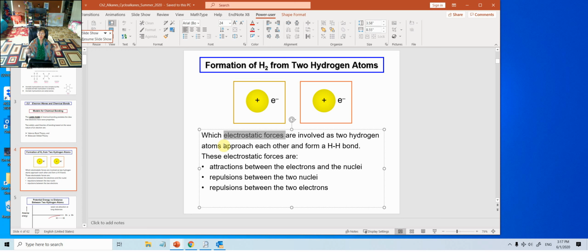At a certain point, normally when hydrogen and hydrogen are closer to each other, you form the covalent bonding. At this point, repulsion is going to be experienced by both hydrogen atoms. The repulsions occur between the two nuclei, and repulsion also occurs between the electrons of the different atoms.